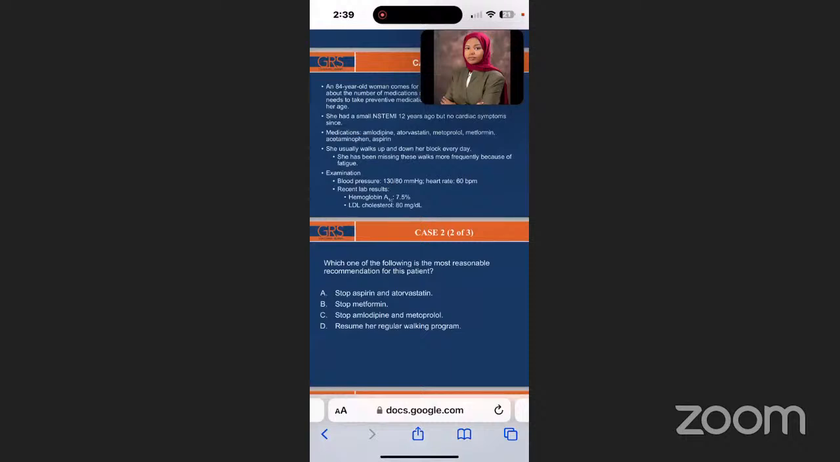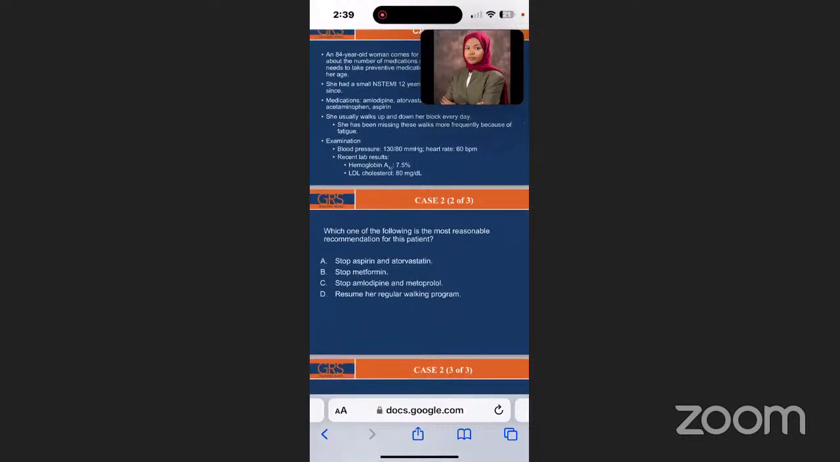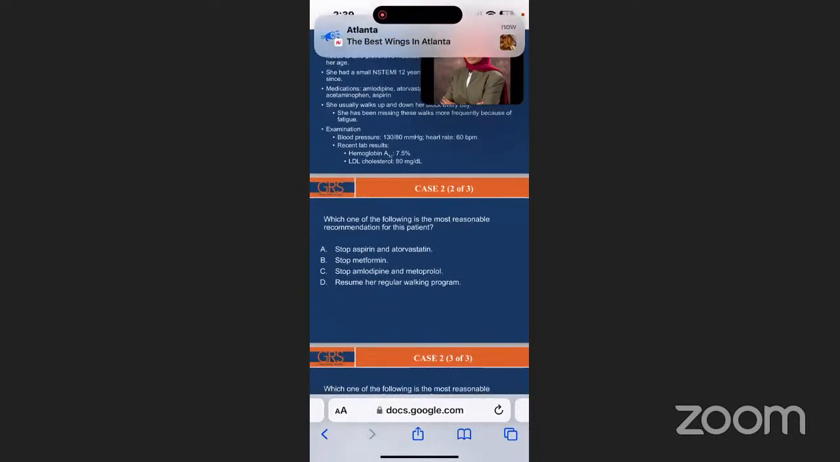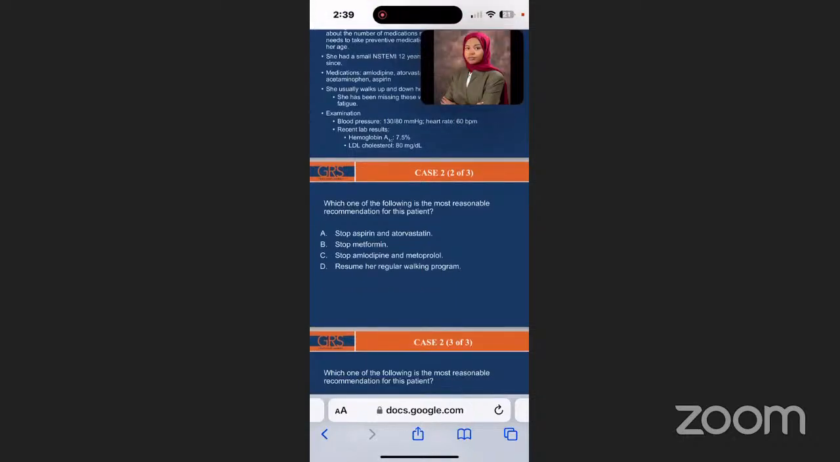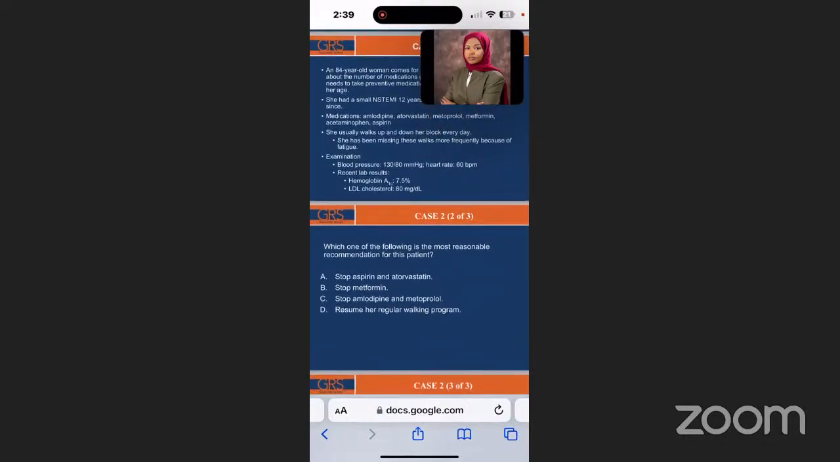Examination: blood pressure is 130/80, heart rate is 60. Recent labs show hemoglobin A1C 7.5%, LDL cholesterol 80 milligrams per deciliter. The question: which one of the following is the most reasonable recommendation for this patient? Choice number 1, stop aspirin and atorvastatin. Choice number 2, stop metformin. Choice number 3, stop amlodipine and metoprolol. Choice number 4, resume a regular walking program. You can give 30 seconds for the answer.